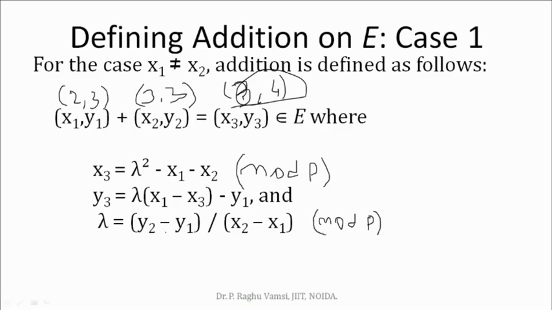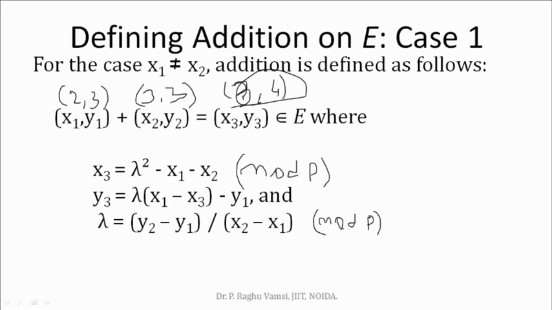For example, if you look here, x1 comma y1, x2 comma y2: y2 minus y1, 3 minus 3, 0, by x2 minus x1, 3 minus 2, 1. 0 by 1 mod p. For example, it is Z11, so mod 11. 0 by 1 mod 11. So 0 mod 11 is 0. So lambda, the slope, will become 0.